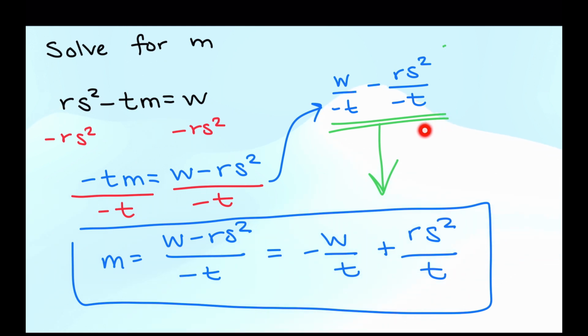And this answer can be simplified a little bit further. W divided by negative t is the same thing as negative w over t. And then the second term, notice you have a negative divided by a negative. That's going to turn into a positive. And so you can write that second term as plus rs squared over t. Again, it doesn't matter how you write your answer. These two answers are equivalent. They mean the same thing, and both are appropriate ways of expressing that answer.